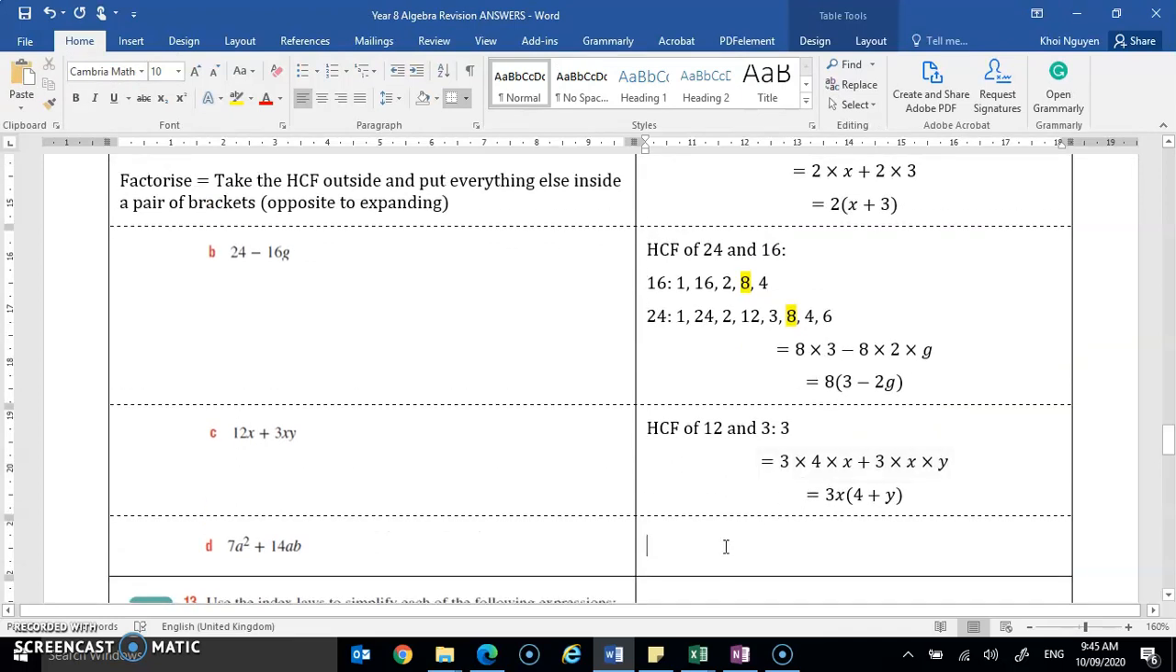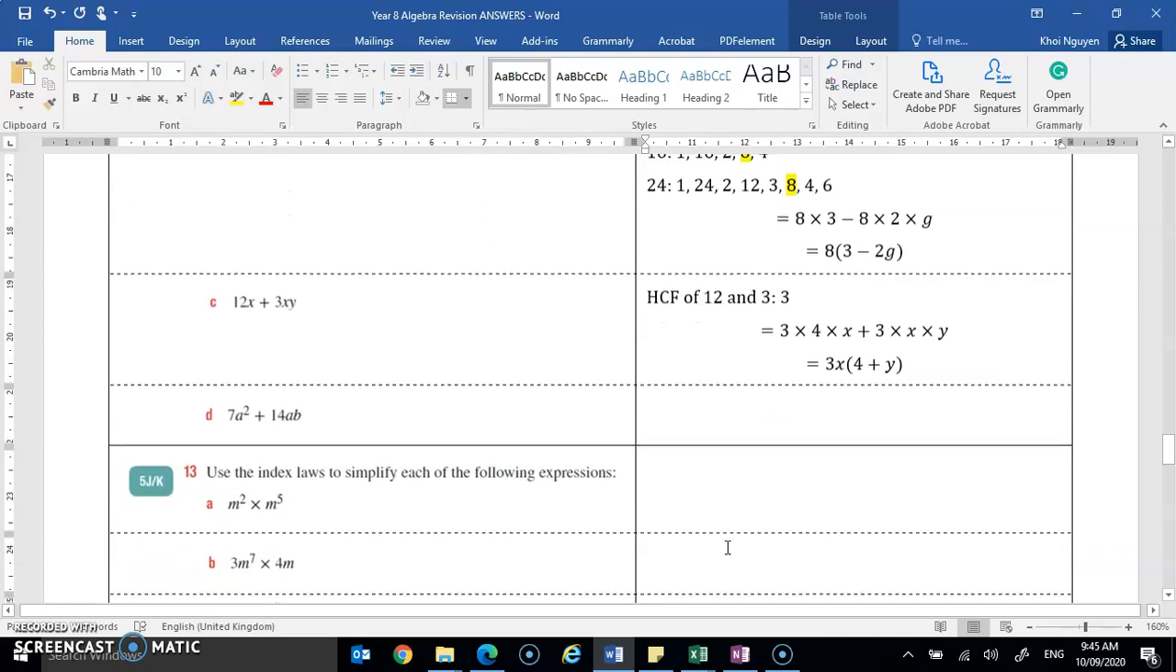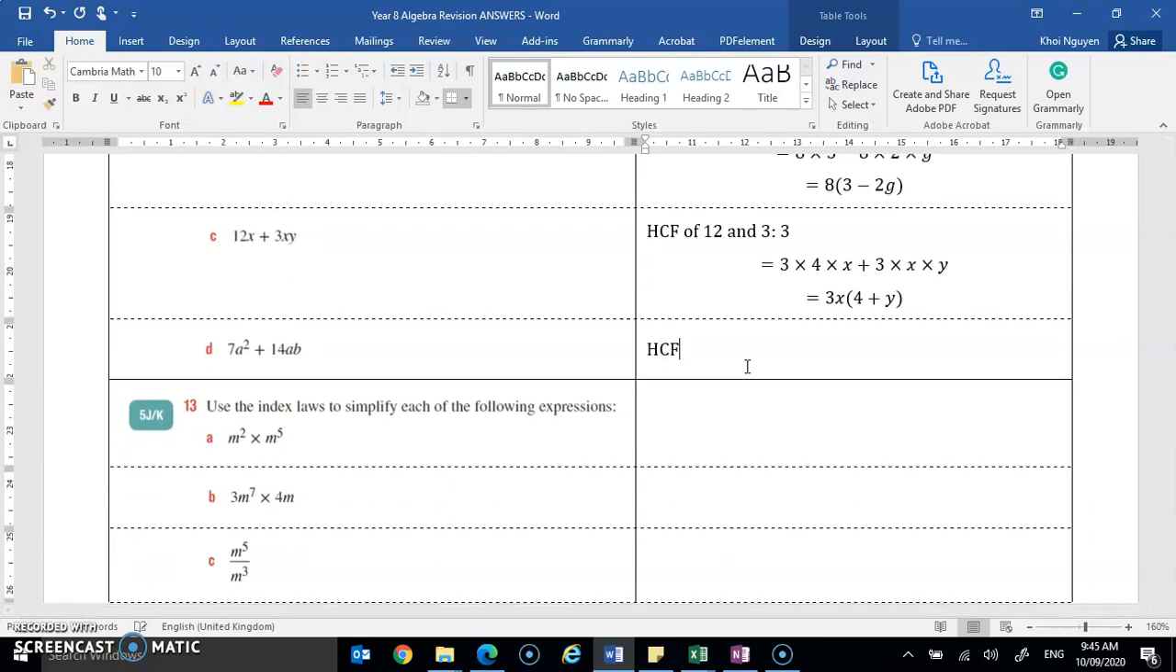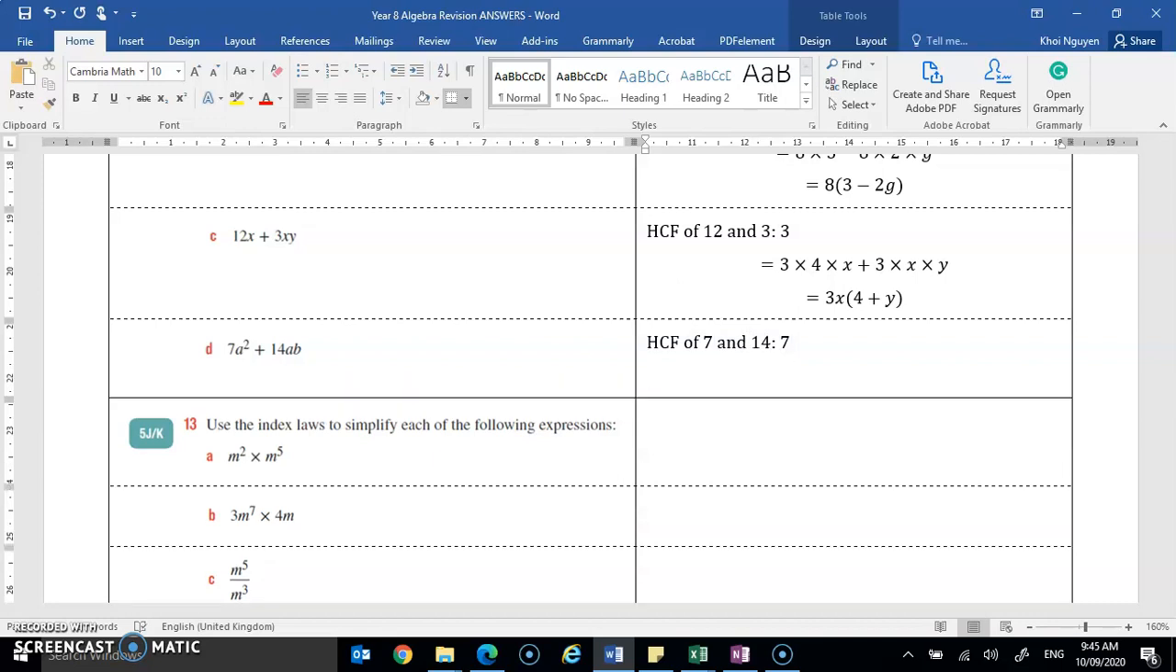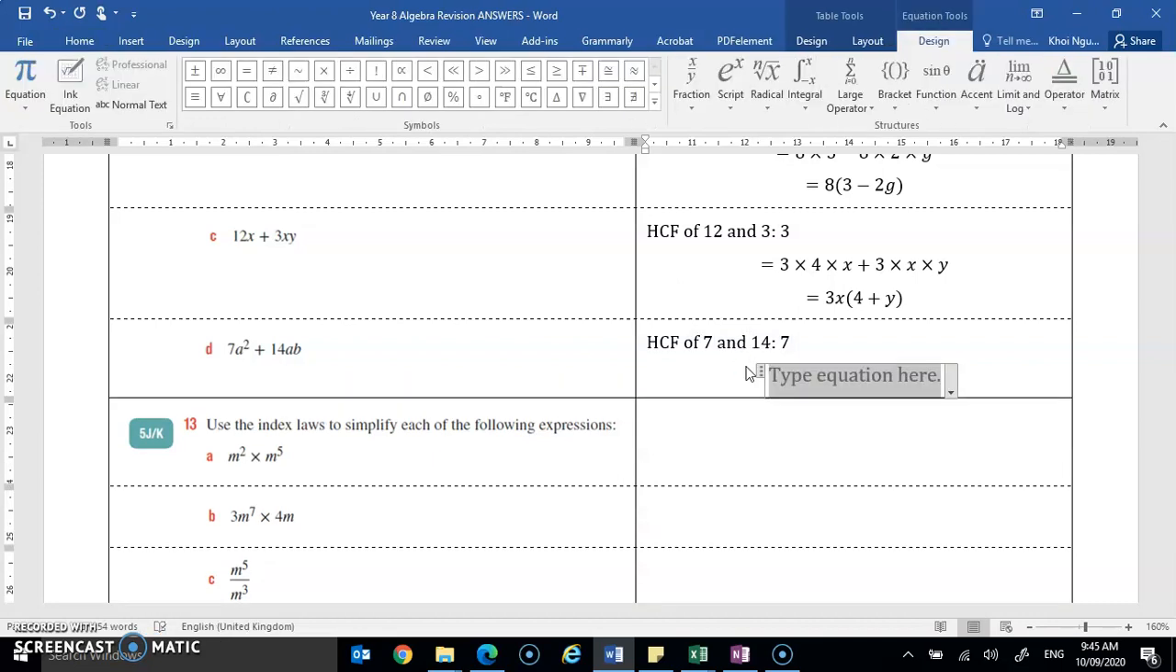And our final question for question 11 here. So let's find the highest common factor of 7 and 14. Well, that's easy. It's 7. And 7, okay, let's rewrite this. So 7a squared, that is 7 times, now a squared is a times a, right? Plus 14, now 7 goes into 14 twice. So 7 times 2, and that's 14 times a times b.